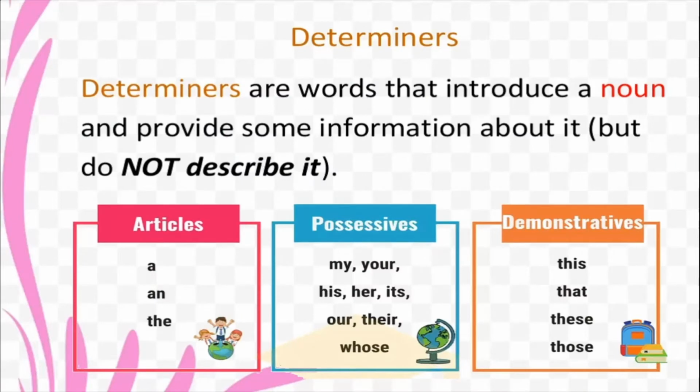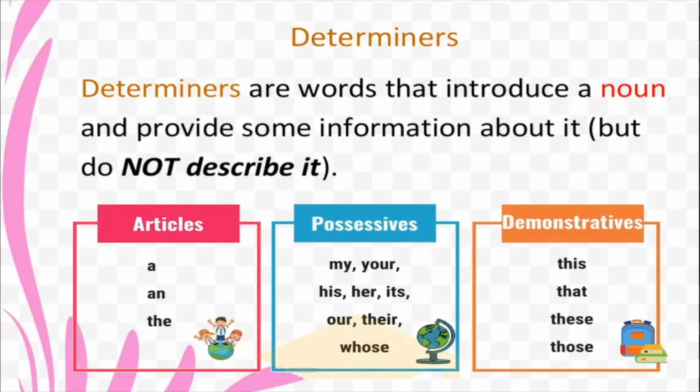So the next grammar exercise, which we have picked up from your textbook, is about determiners and nouns. You have an exercise in your textbook where you're supposed to identify the noun and then identify the type of determiner that goes with it. So let us quickly try and see what determiners are. Determiners are words that introduce a noun. So they only introduce a noun. They do not describe it. It is written in bold letters here.